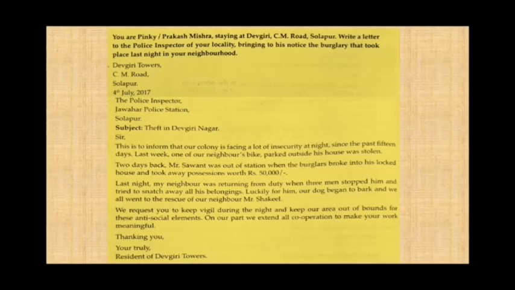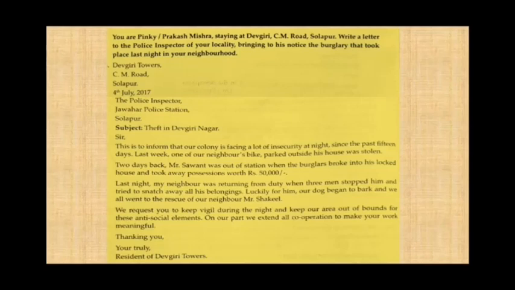Last week, one of our neighbors' bike parked outside his house was stolen. 2 days back, Mr. Sawant was out of station when the burglars broke into his locked house and took away possessions worth rupees 50,000. Last night, my neighbor was returning from duty when 3 men stopped him and tried to snatch away all his belongings.